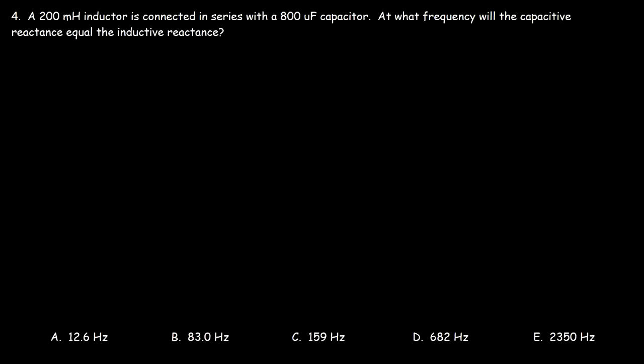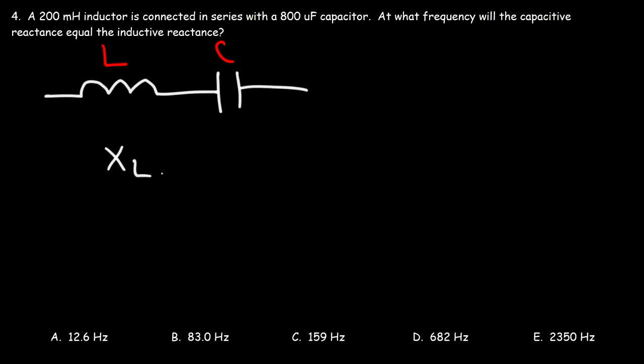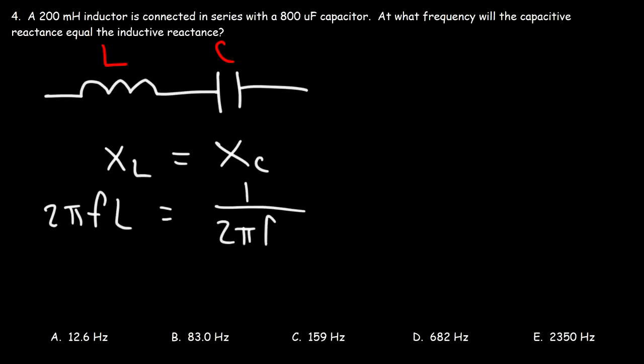Number 4. A 200 millihenry inductor is connected in series with an 800 microfarad capacitor. At what frequency will the capacitive reactance equal the inductive reactance? So here we have an inductor, and here we have a capacitor. The inductive reactance is XL. The capacitive reactance is XC. So we want them to equal each other. The inductive reactance is equal to 2 pi FL, and the capacitive reactance is 1 over 2 pi FC.